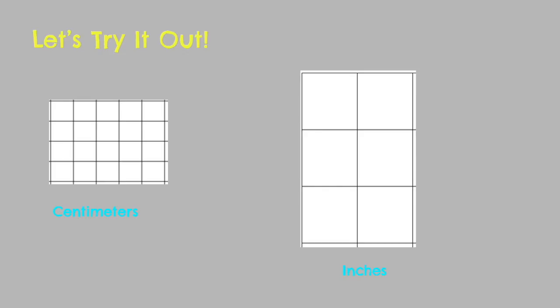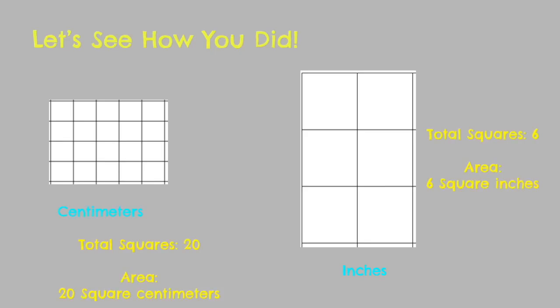Let's try it out. Here are 2 figures. Each one is being measured by a different type of unit. In your notebook, find the area of each, then label it appropriately. Make sure to pay special attention to the types of square units being used. Let's check and see how you did. The first one was measured in square centimeters, and there were a total of 20 squares, which means that the area was 20 square centimeters. The second figure was measured in inches, and we counted a total of 6 squares. That means that the area was 6 square inches.